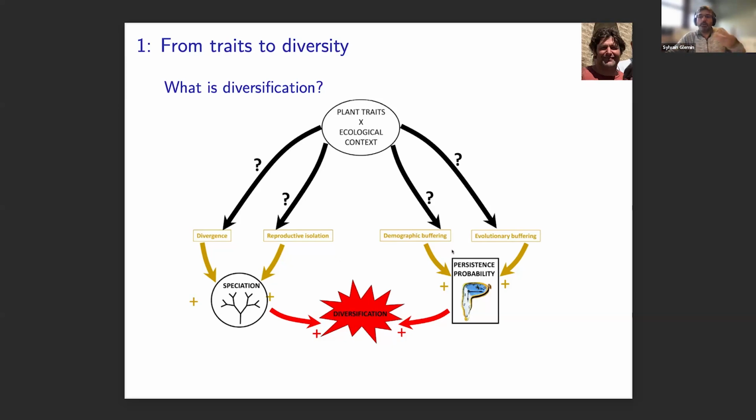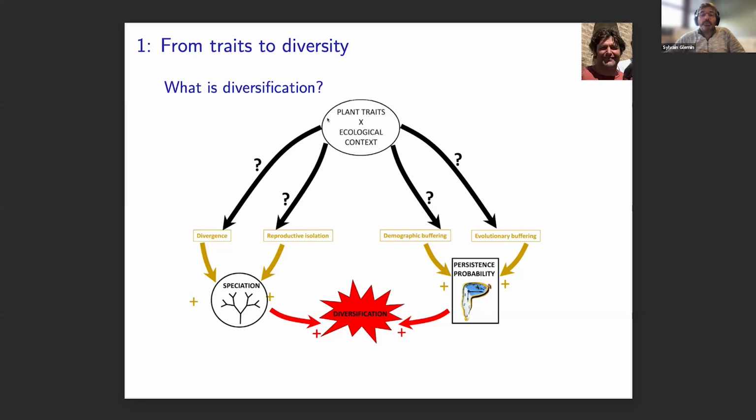And for persistence, which is the contrary of extinction, we identify two main mechanisms. One is more a short-term mechanism linked more to ecology, which we call demographic buffering, the fact of being resistant to perturbation, to have, for example, high population size or high growth rate. And evolutionary buffering, which is a way to persist in the long term and to cope with variation in the environment. So basically, we can also call this the adaptive potential of the species that can persist through long evolutionary time.